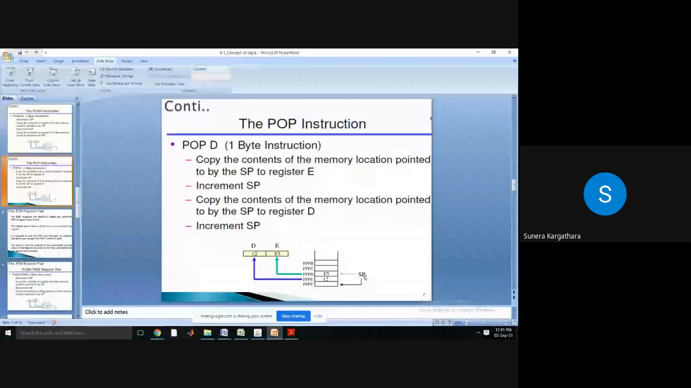So how to push the data onto the stack and how to retrieve the data from the stack. Is it clear to everyone? Anyone, any doubt? If you have, you can ask. Is it clear? Push and pop instruction? Yes or no?